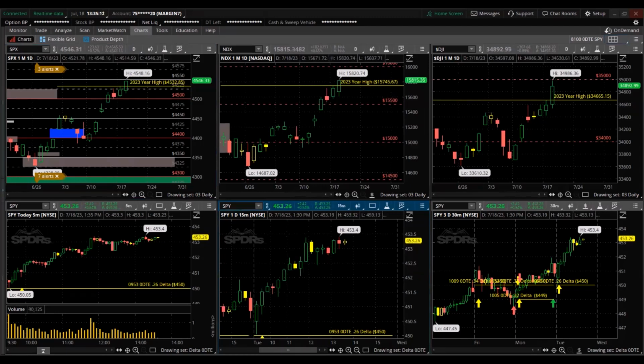So those are different financial instruments I use for day trading. Again, specifically the S&P 500 futures for scalping and the SPX SPY for the 0 DTE options.